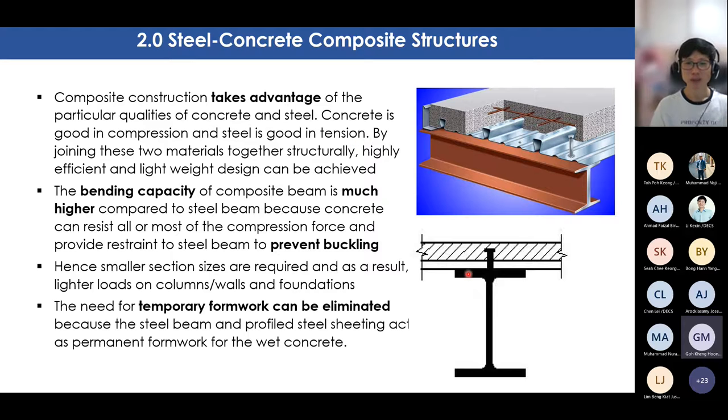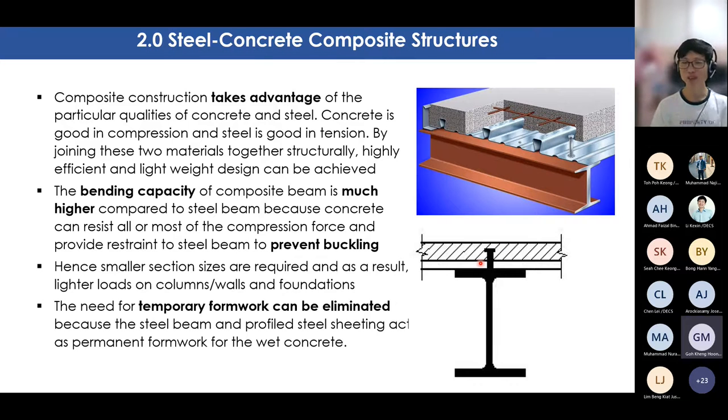If we have a section like this, with concrete on top and steel at the bottom, once you have a loading, the bottom is in tension and the top in compression. Then the top flange of the steel beam is also in compression, but it will be restrained by the floor slab with the shear studs.